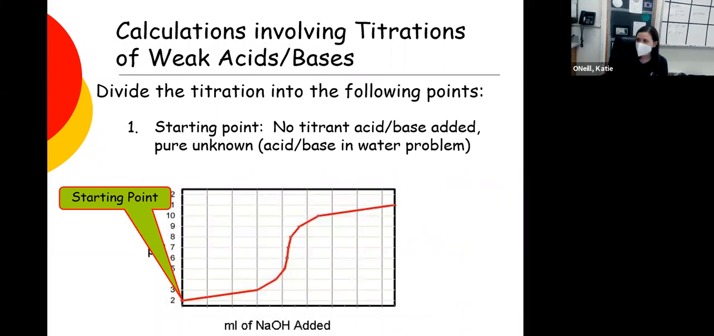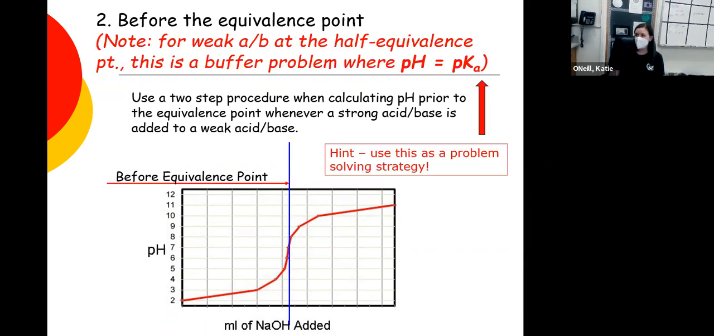Okay. So then the next step, we basically want to pick something that's before the equivalence point. So obviously not the starting point, something with a little bit of titrant added to it, but not anything past or equal to the actual equivalence point. So some point in here.